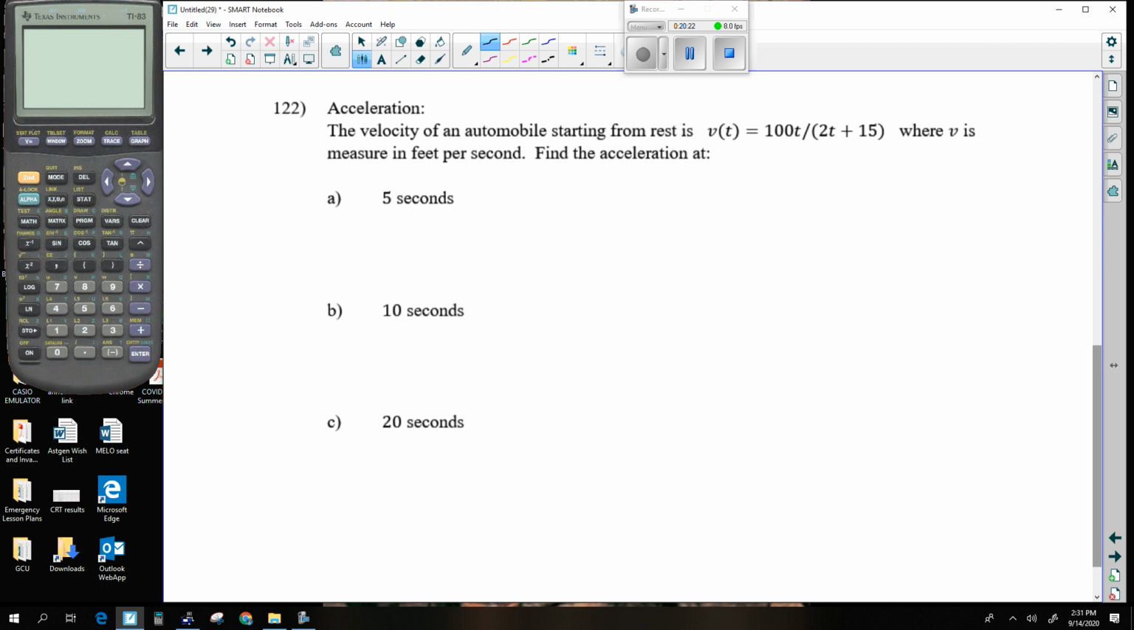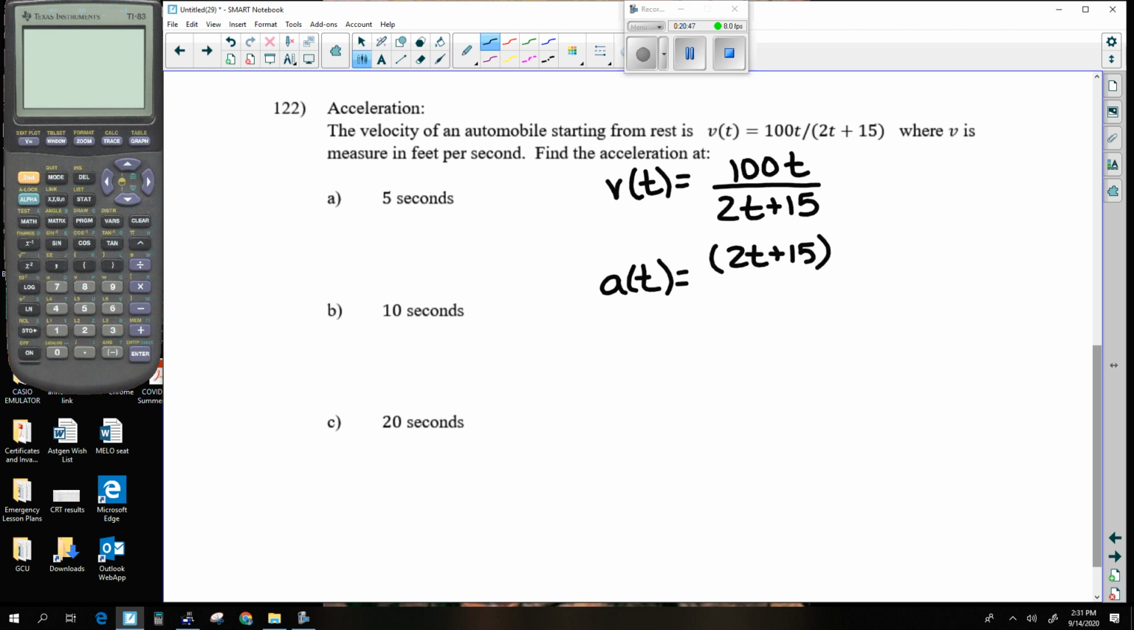Okay, velocity where v is measured in feet per second. Find the acceleration at all of those. All right, so v of t is 2t plus 15 underneath 100t. So the acceleration is 2t plus 15 times 100 minus 100t times 2, all divided by 2t plus 15 squared.